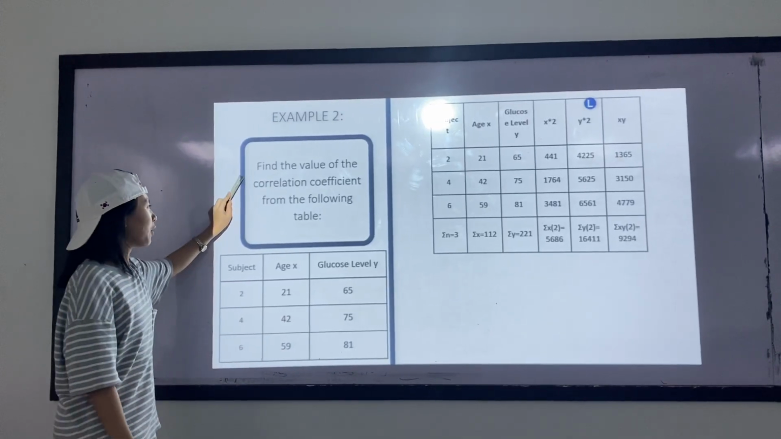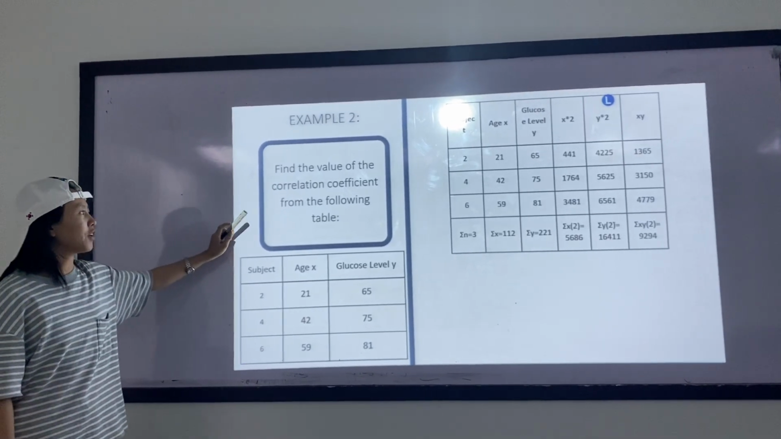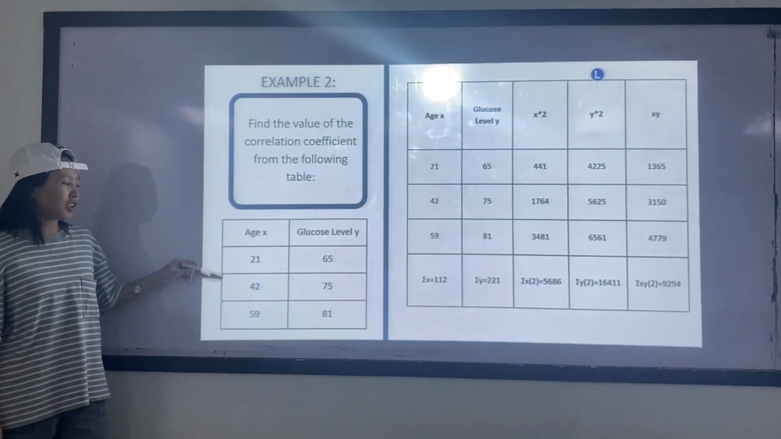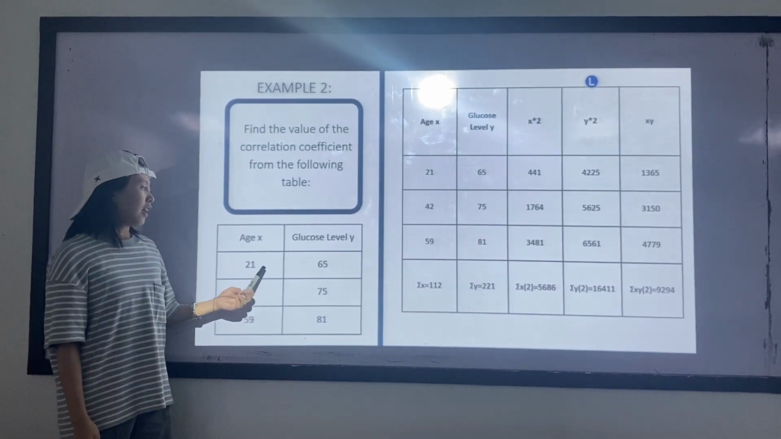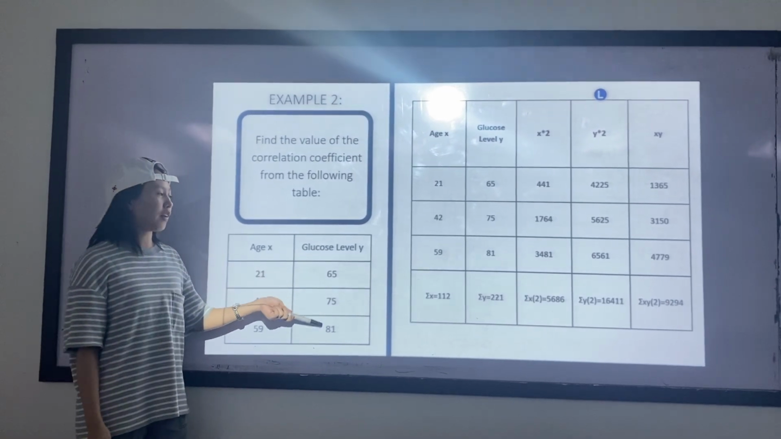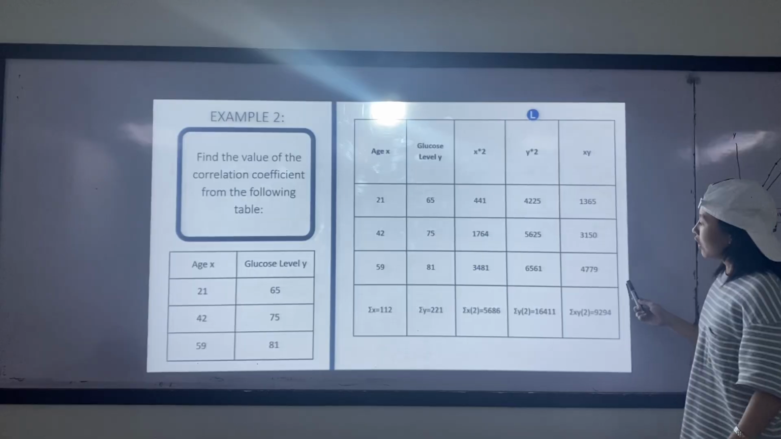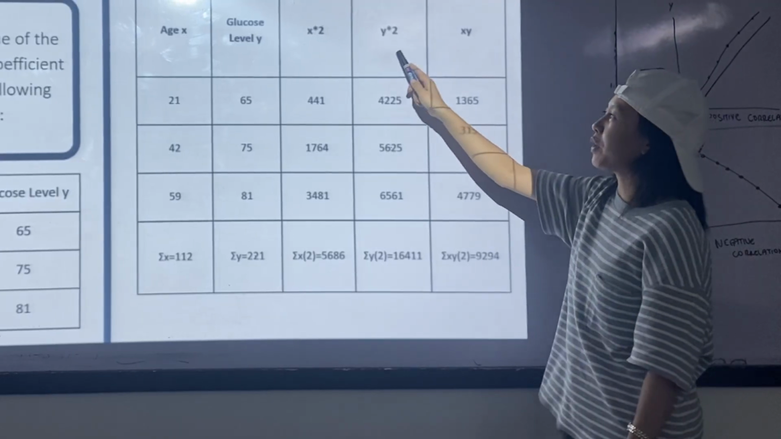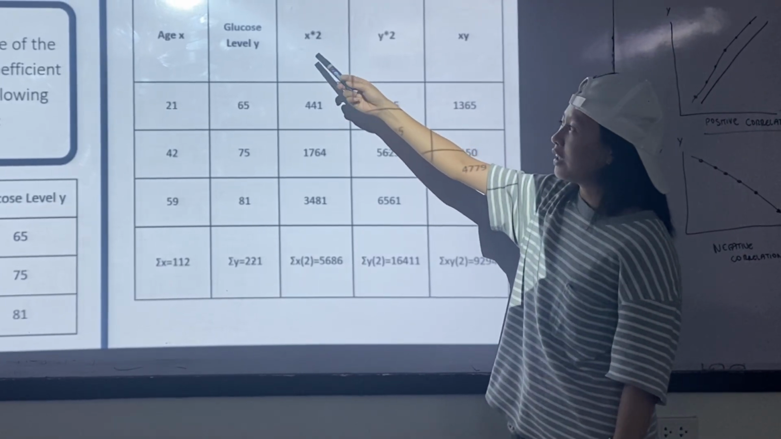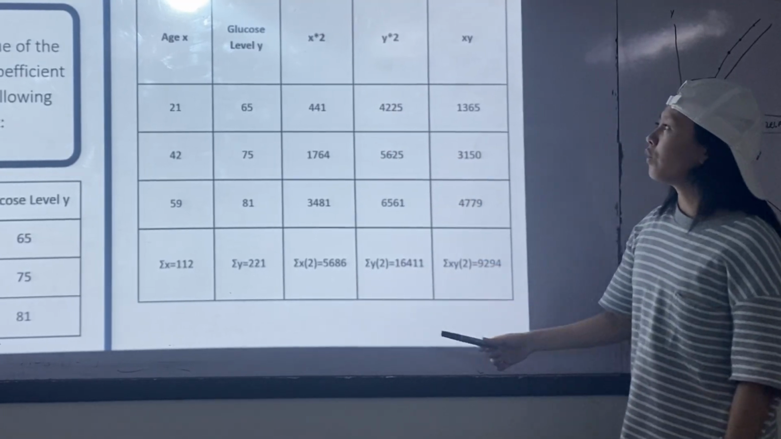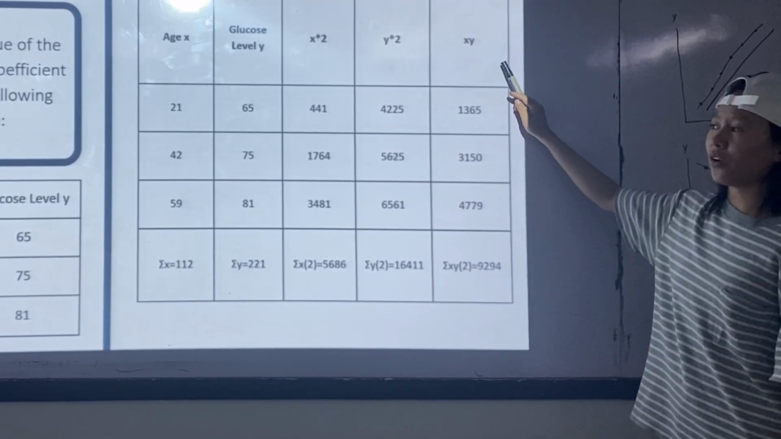So here is another example. Find the value of the correlation coefficient from the following table. So this is our given data. Let age be our X and the glucose level be our Y. So here is our completed data. It is the same process in getting the sum of our X values and our Y values, and also the product of X and Y.